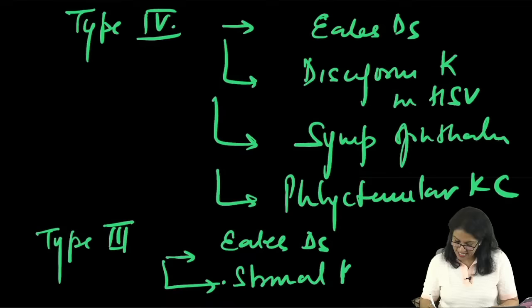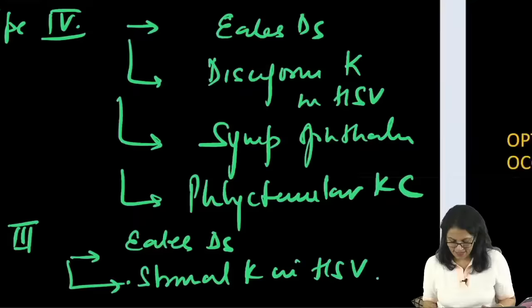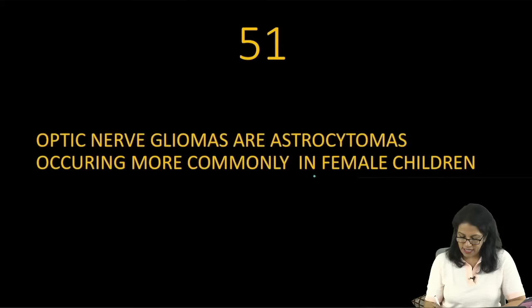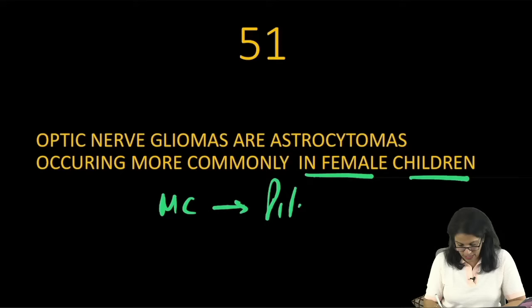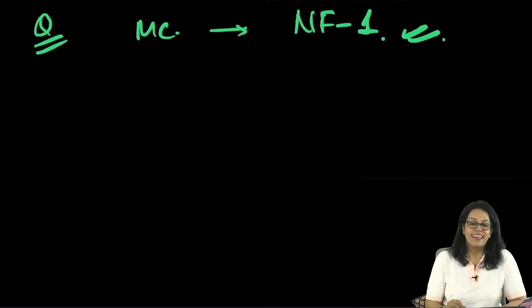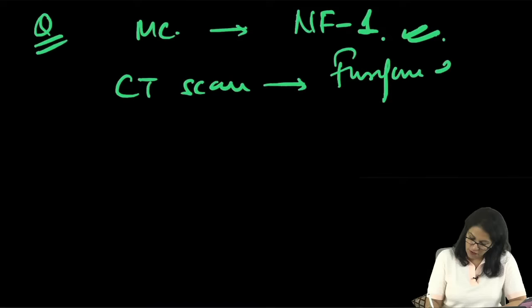Next point. Optic nerve gliomas are astrocytomas occurring more commonly in female children. We will not forget this. Most common type? Pilocytic astrocytoma. Isn't it? This is one important point. Then second important point, optic nerve gliomas are more commonly associated with neurofibromatosis type 1. And CT scan will show fusiform enlargement of optic nerve. Okay, we'll remember these 2 points.